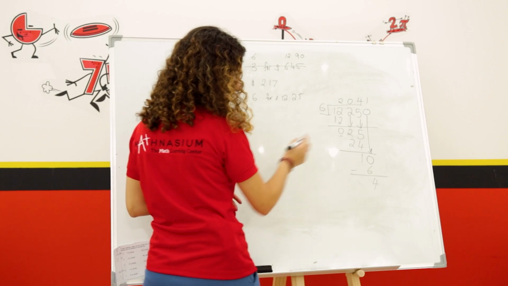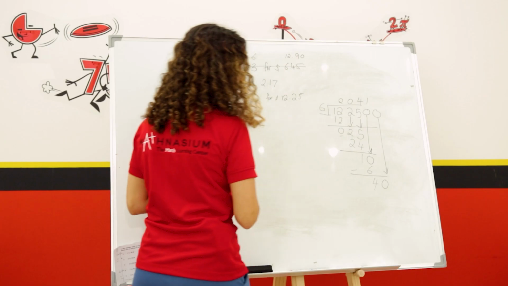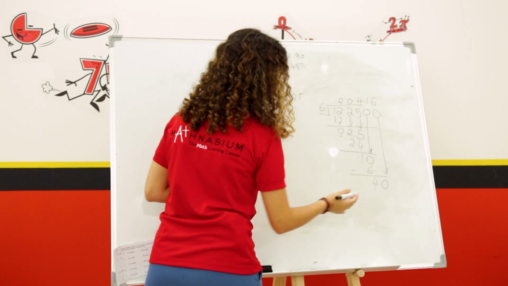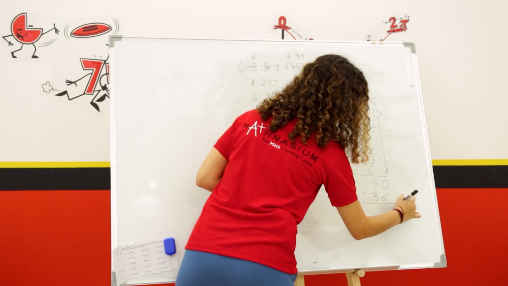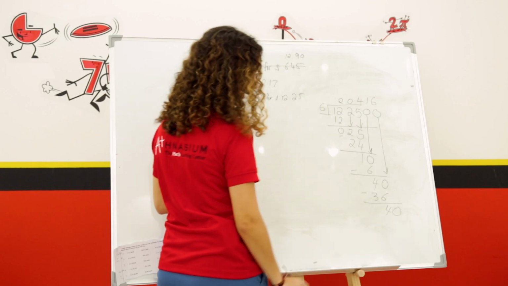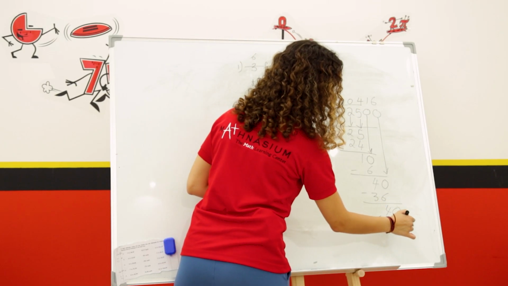Add another 0 and keep on going. How many groups of 6 fit into 40? We can say 6 groups. And then we get remainder 4 again. So if I keep on going, I'm going to get 40 again. It's going to be the same thing, 6 groups, remainder 4, etc.